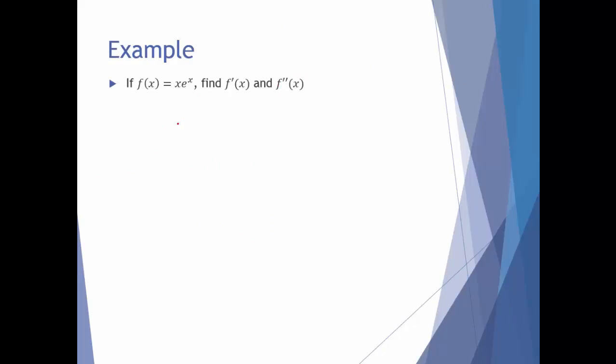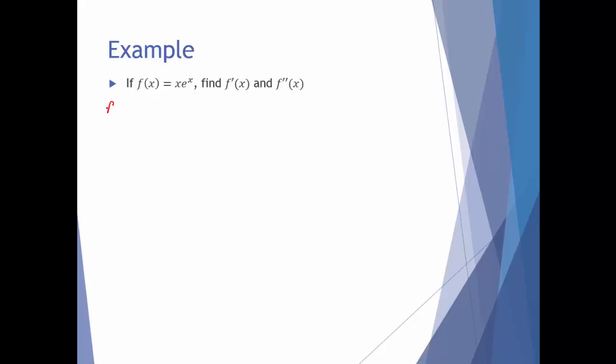Okay, let's take a look at this example. If f of x equals x times e to the x, find f prime of x and f double prime of x. In other words, the first and the second derivative. So we notice that f of x contains the product of x and e to the x. So that indicates that we're going to need to use the product rule to take this derivative.